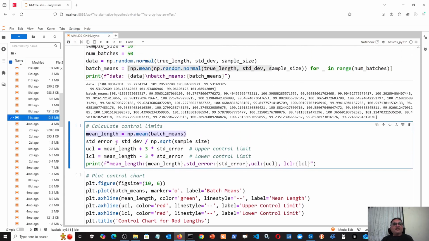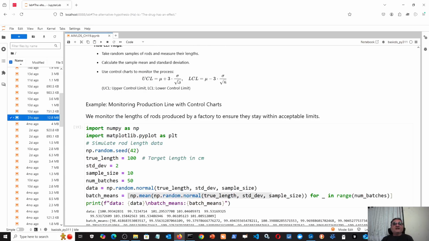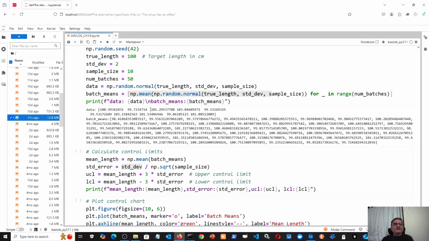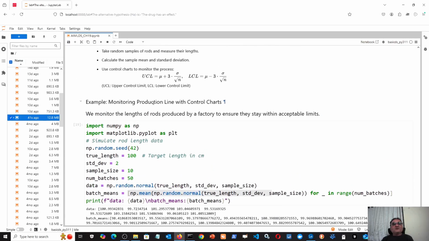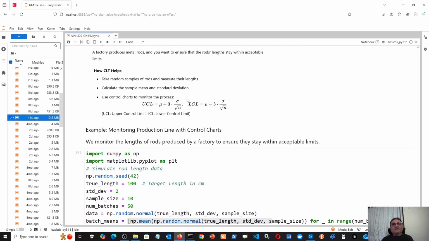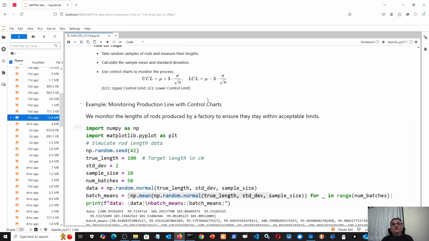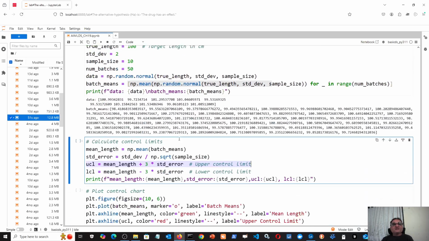And then you find the standard error. The standard error is sigma divided by root n, that is, the standard deviation divided by root n. Then you select the control limits. How much do you want to allow? On the higher side, the upper control limit is mu plus 3 multiplied by sigma divided by root n, and on the lower side, mu minus 3 multiplied by sigma divided by root n.